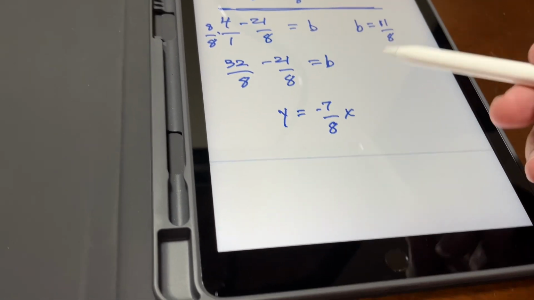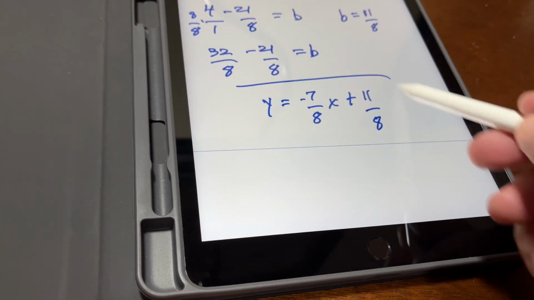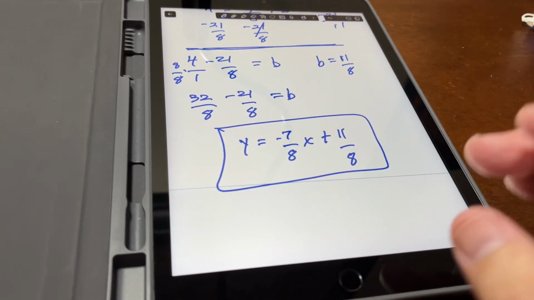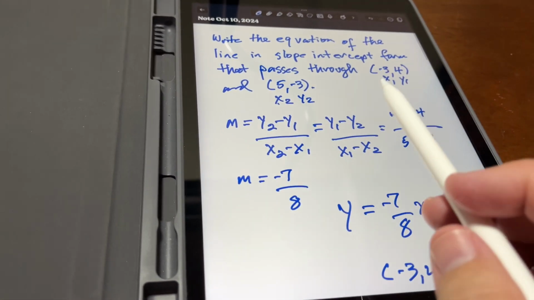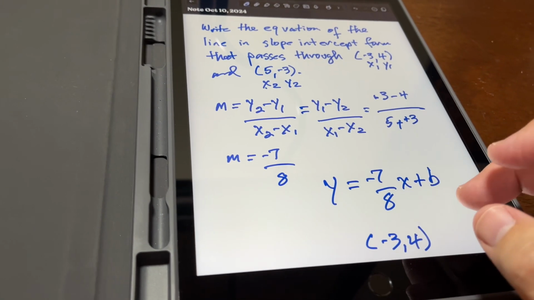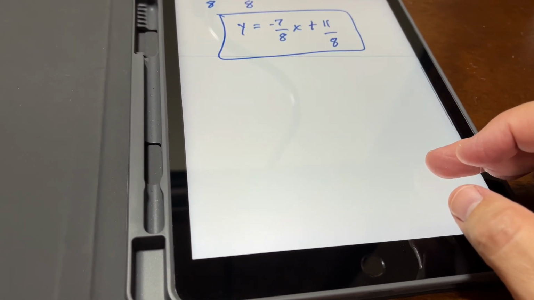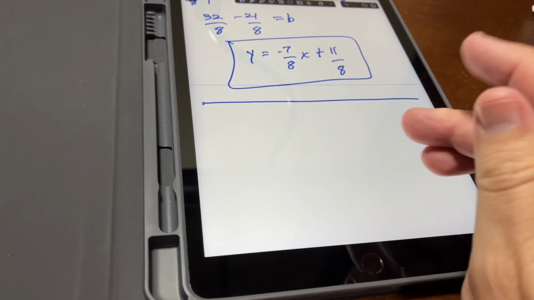And notice now I have the y-intercept over here. So that is my answer. That is the slope-intercept form for the equation that goes through those 2 points. And that's how I would do it. But let me back up and show you another way, because I do see people doing it this way.